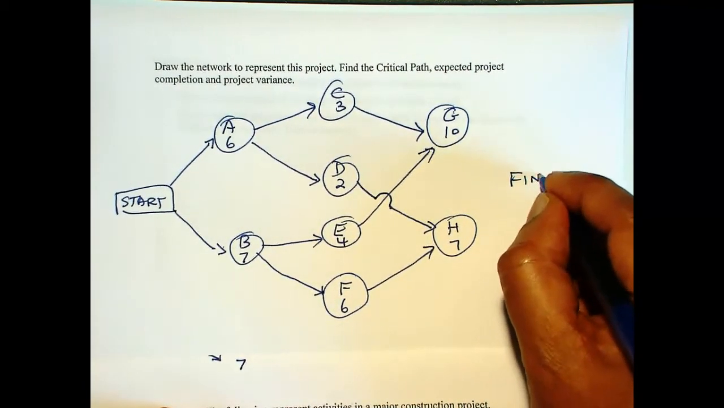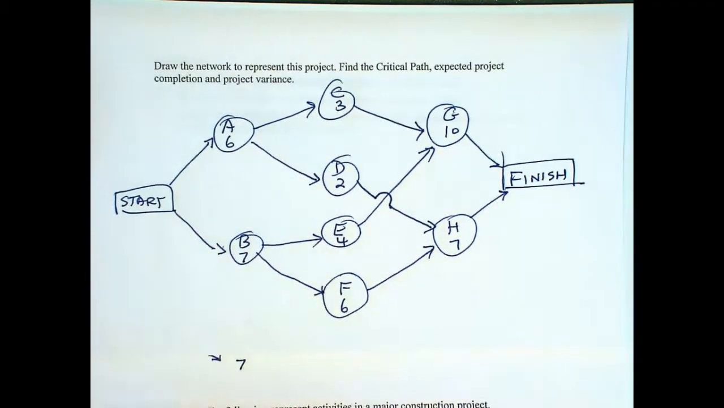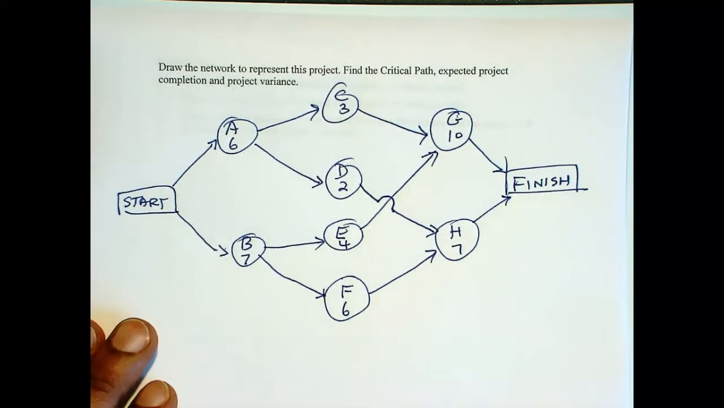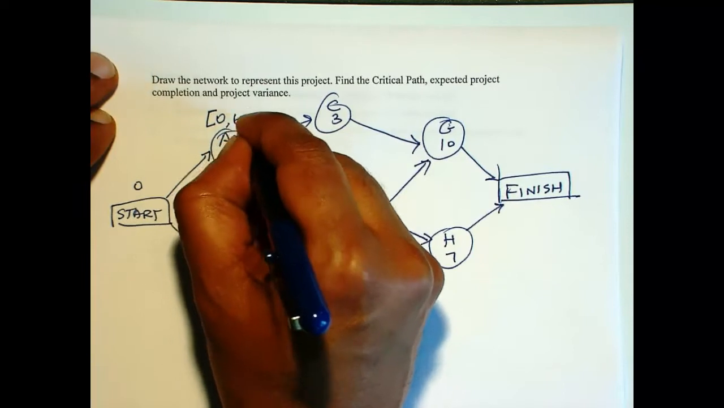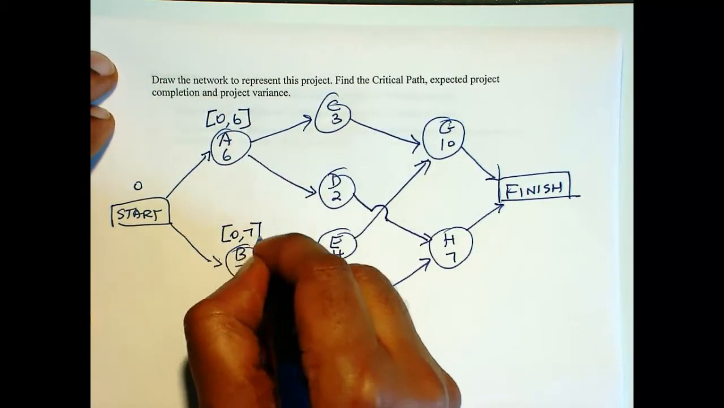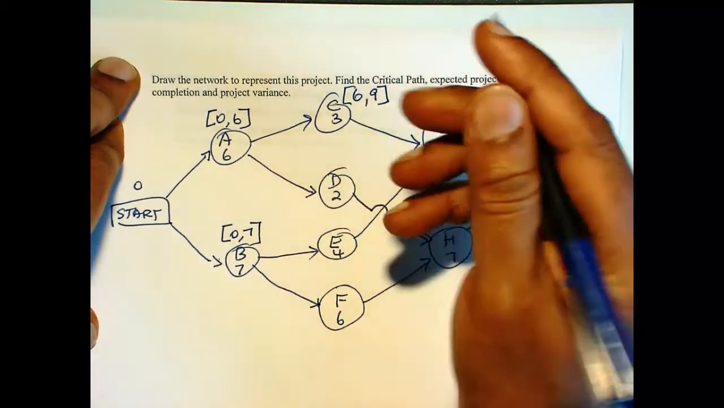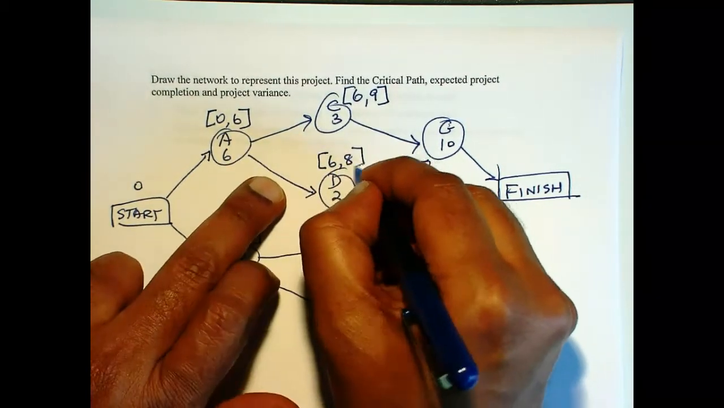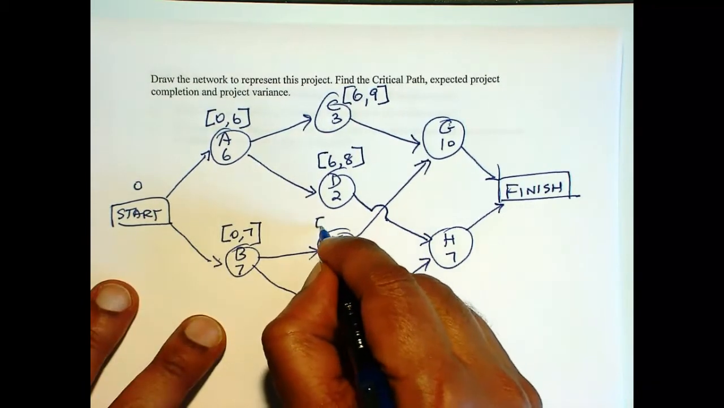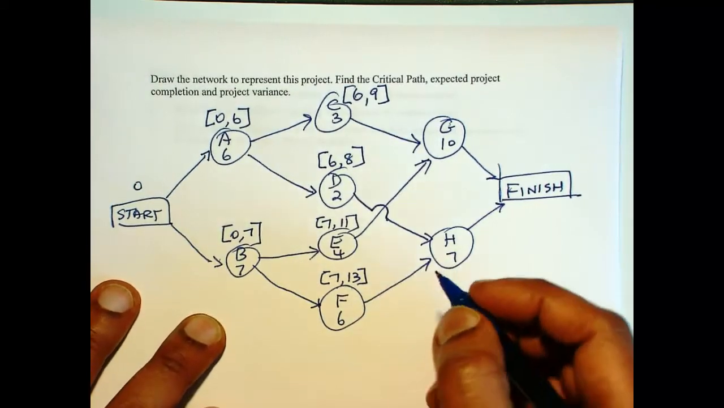So start with 0. I'm going to go over this fast. B is 7. So this will be 6 plus 3 is 9. 6 plus 2 is 8. 7 plus 4 is 11. 7 plus 6 is 13. So here we have to do a max of 9 and 11. So you get 11 plus 10 is 21.